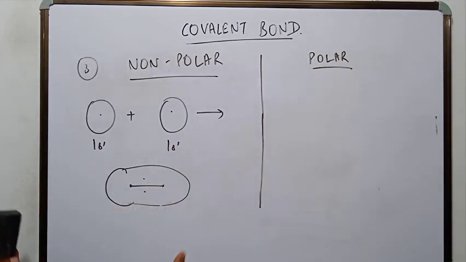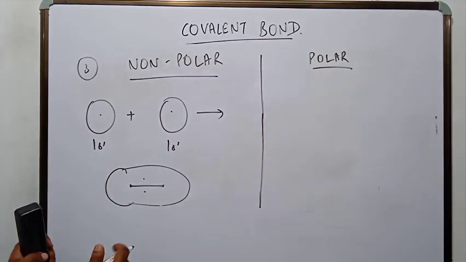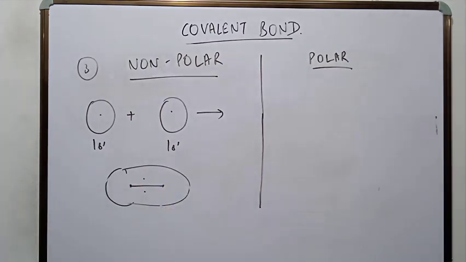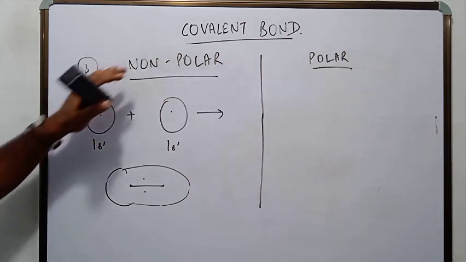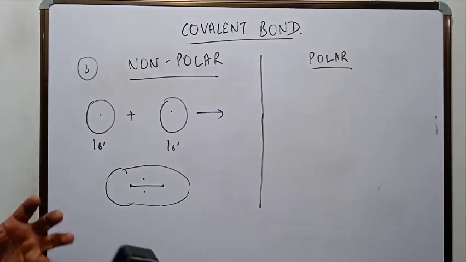And why is it equally shared? Because they have the same electronegativity. They are equally shared between the two atoms, and the electron cloud is distributed uniformly such that no charges develop on either side of the atoms. So this non-polar covalent bond occurs when two identical atoms of the same electronegativity approach each other for mutual sharing of electrons.